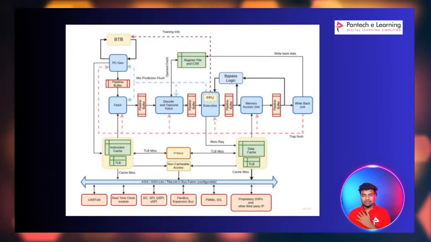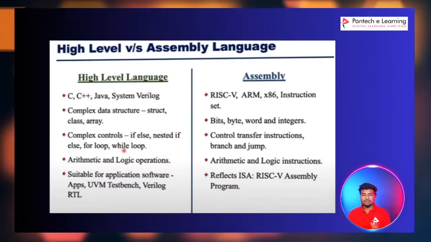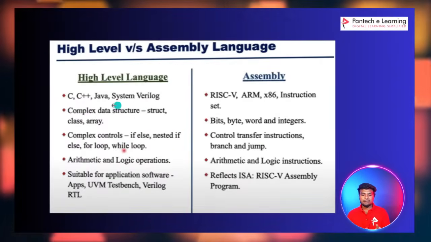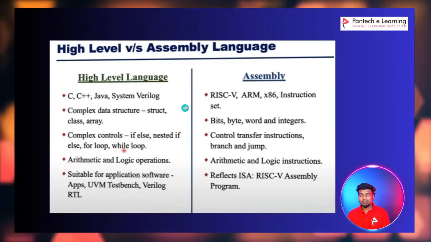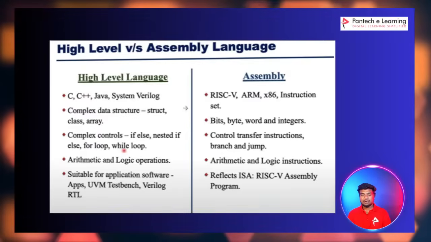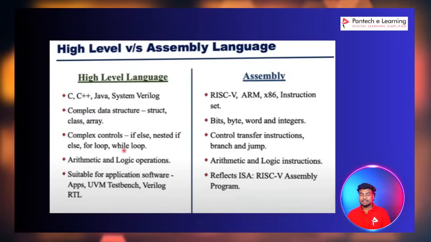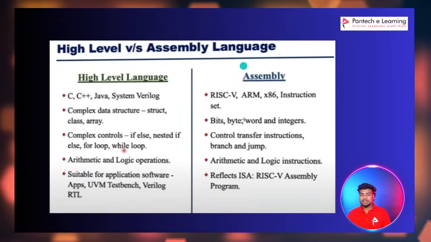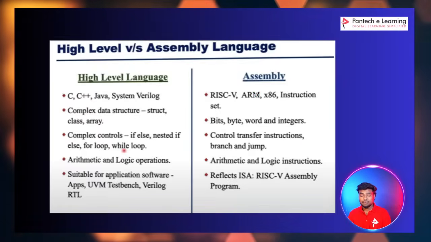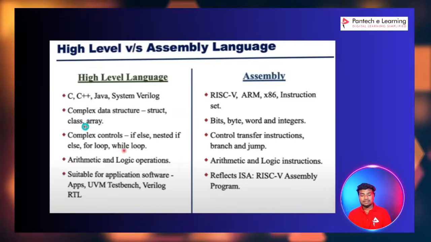So here I'm going to show the difference between the high level and low level. High level means C, Java, SystemVerilog. Low level means RISC-V architecture assembly language, ARM architecture assembly language, and x86 assembly language. This all comes under the assembly language. Okay. And then complex data structures.